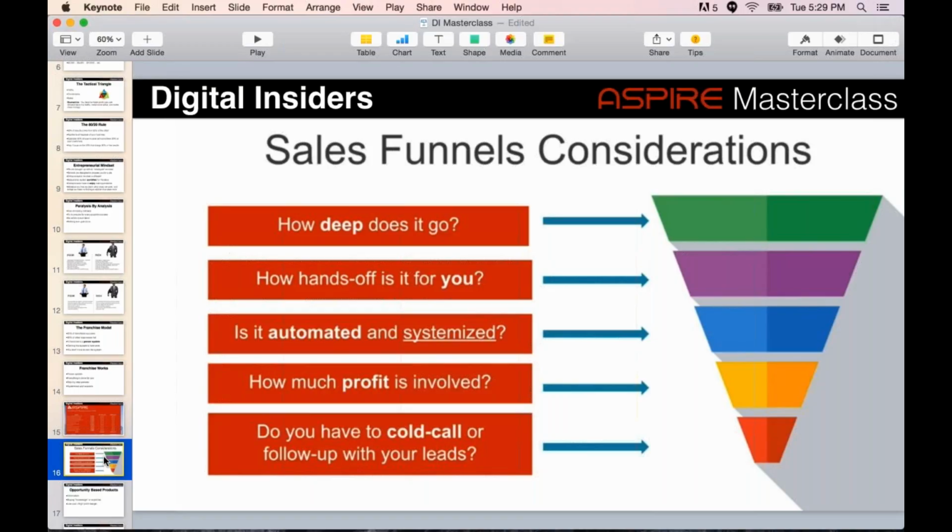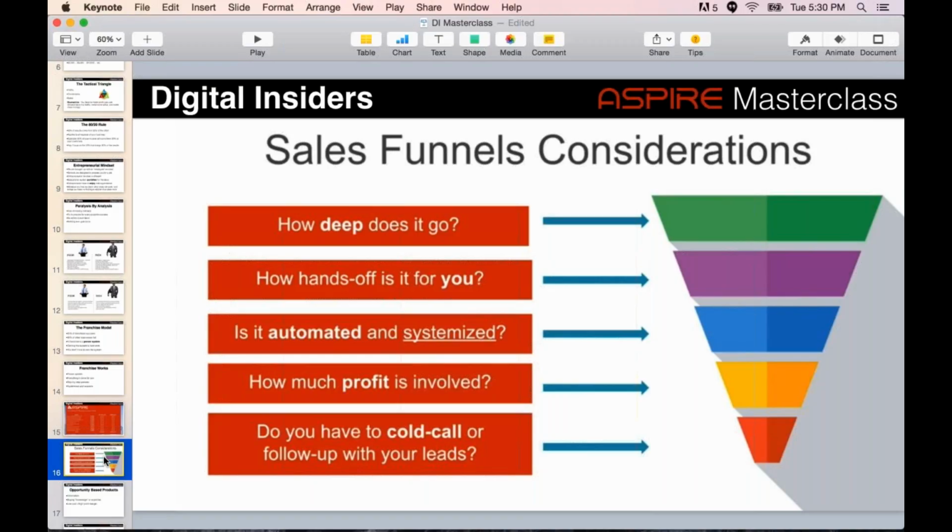So some considerations, if you are building out your own sales funnels and your own products and everything, you do have to consider, how deep does your sales funnel go? How many products do you have? How hands-off is it for you? Is it something that can be scaled? Is it something that can be automated and systematized so that you don't have to spend all of your time running the business, and you can focus more on generating leads?